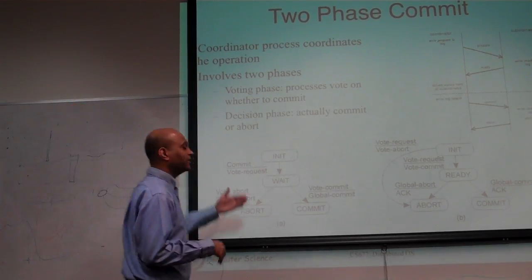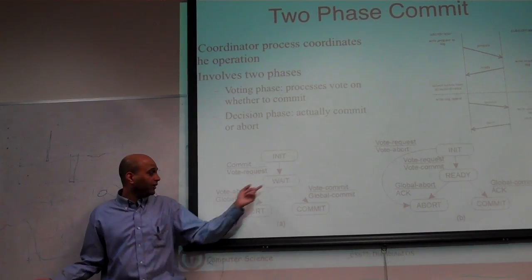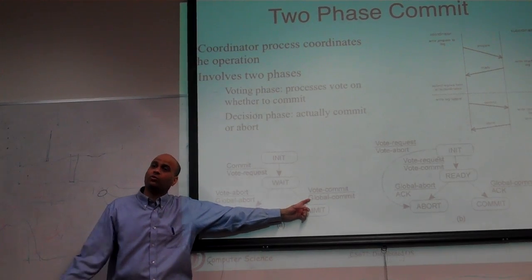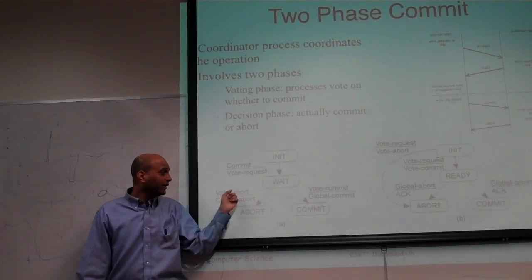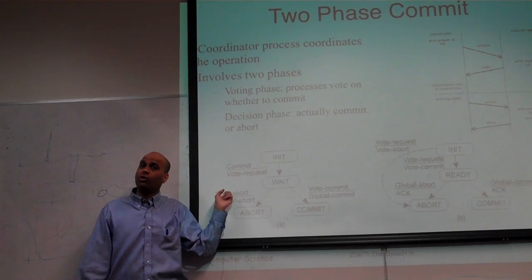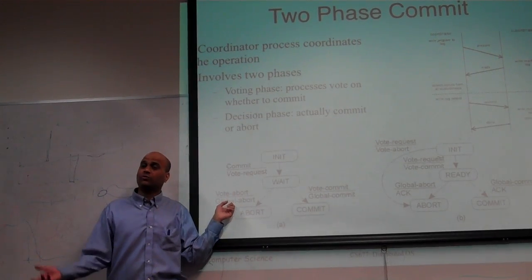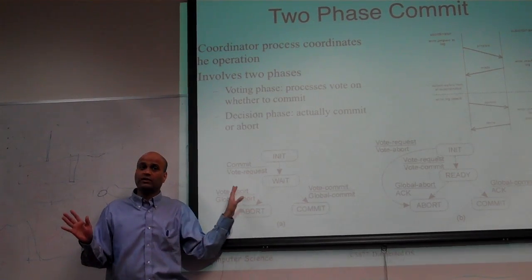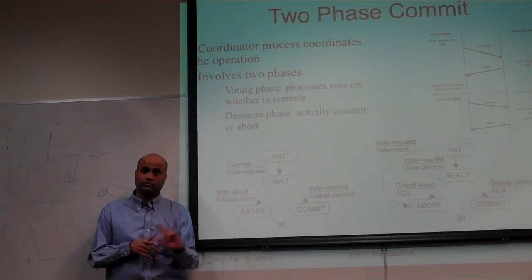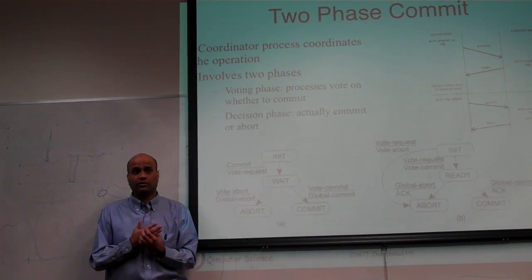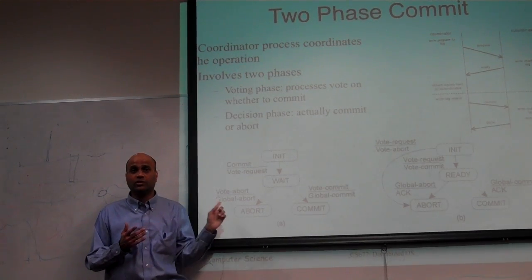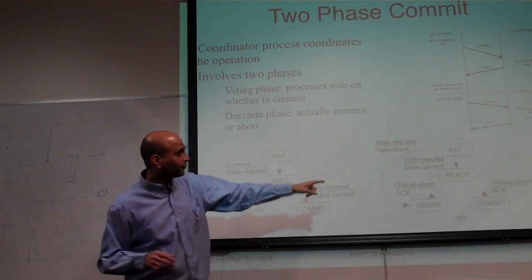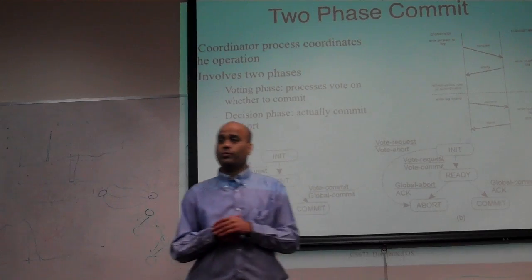And then it will just compare all the responses. If everyone says commit, you are going to send a global commit, saying everybody agrees, go ahead and commit. If any process has sent back an abort, you send a global abort, saying at least one process says abort, so everybody should abort. That's all it is going to do. Okay, that's the coordinator. Any questions on this? Okay, that's straightforward.